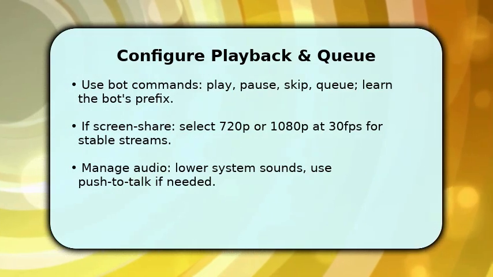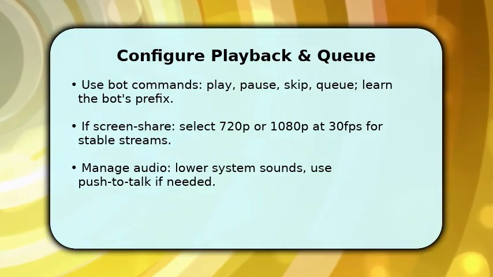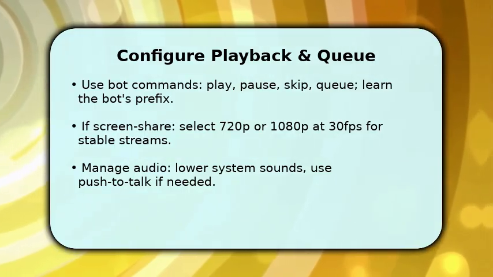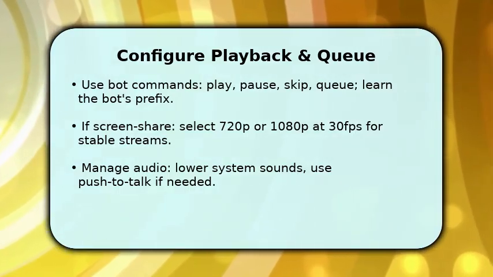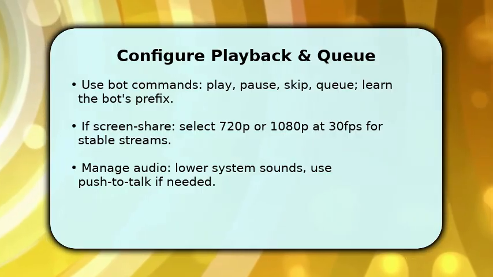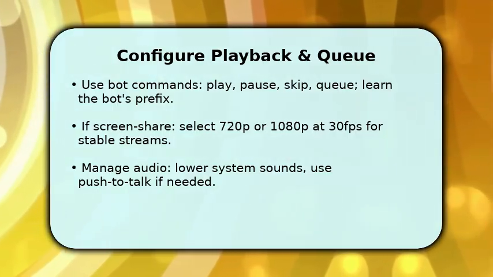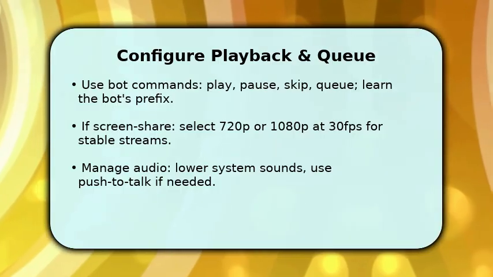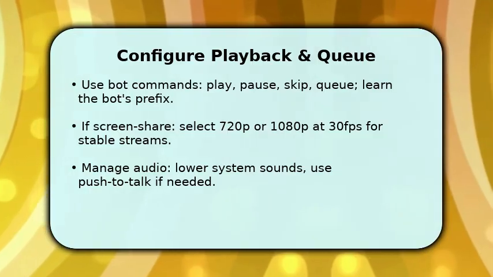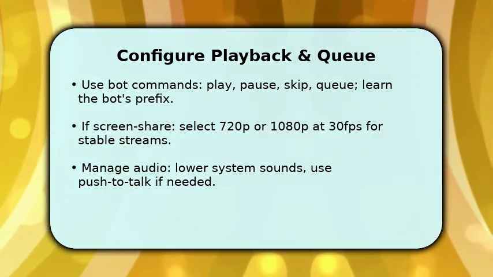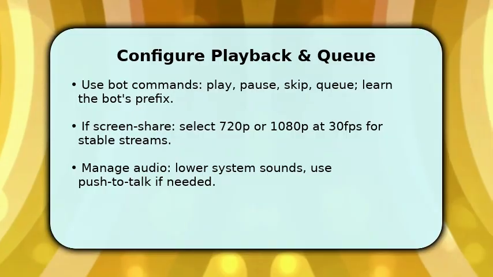Once connected, focus on stable playback and smooth transitions. If using a bot, learn its play/pause/cue commands and preload your playlist so the bot can buffer between tracks. If screen sharing, pick a sensible resolution like 720p or 1080p at 30 fps and set Discord bitrate to match. This reduces stutter. Make sure system sounds are minimized so notifications don't broadcast. Adjust volumes and test with a friend to confirm sync and acceptable quality before inviting more listeners.